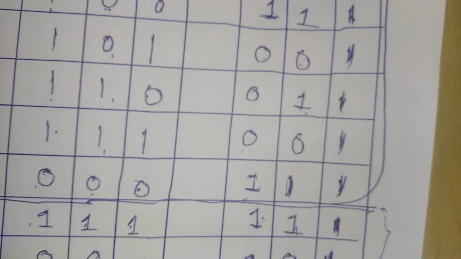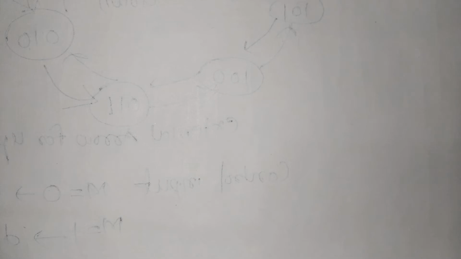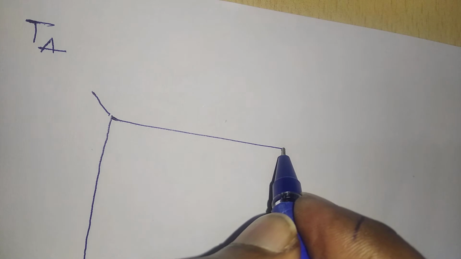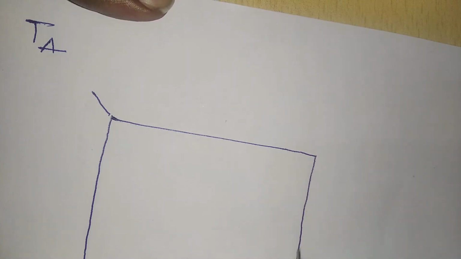Now, for this we have to take K-maps for TA, TB and TC. Okay, we have three K-maps we need to take, and those are 4 variable K-maps.